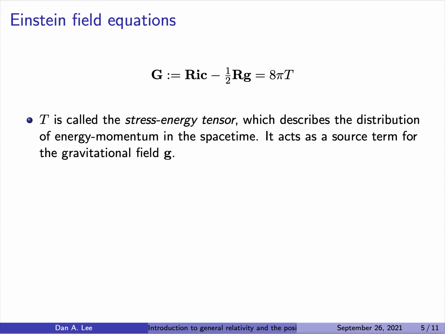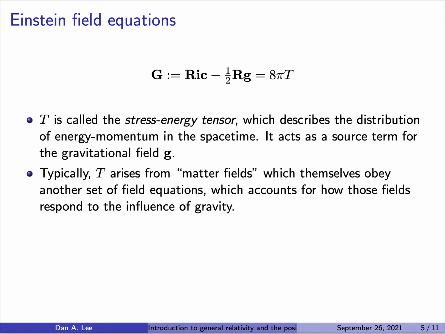Typically T arises from matter fields, which themselves obey another set of field equations, and that other set of field equations will account for how those fields respond to the influence of gravity. In a simple situation in classical gravity, there's a mass density distribution that's just fixed, and then you solve for what the gravitational potential would be. But the reality is messier, because those objects that are influencing gravity are themselves influenced by gravity.